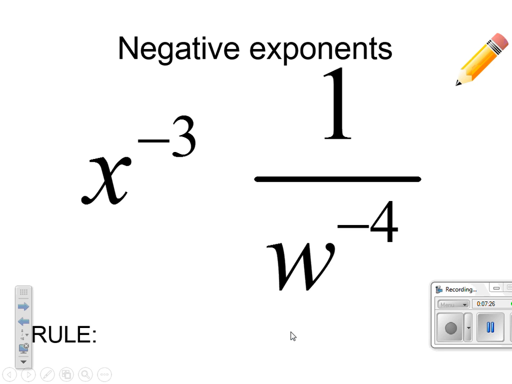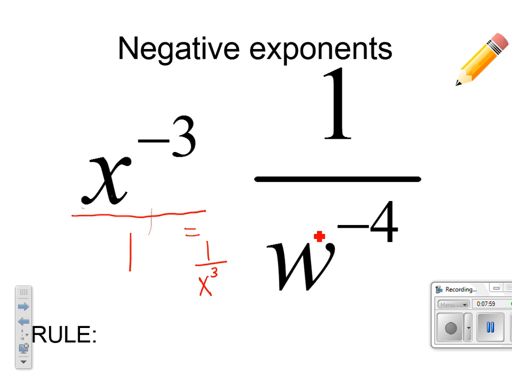Negative exponents say I can cross the line and change the sign. So if I look at this problem right here, x to the negative third, this is really over 1, okay? Because if it doesn't have a division sign, it is in the numerator. So if I want to get my negative exponent positive, I have to cross the division sign line and change the sign of the negative. So this would become 1 over x to the third.